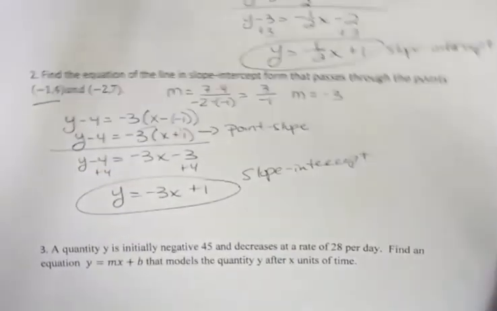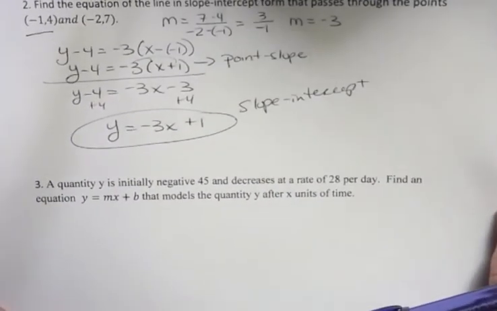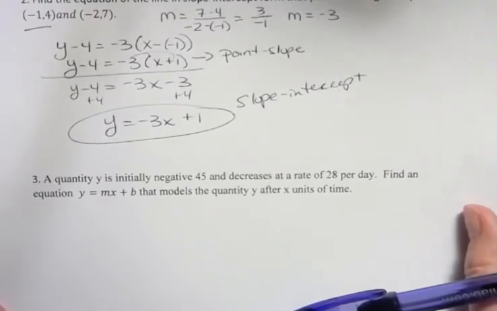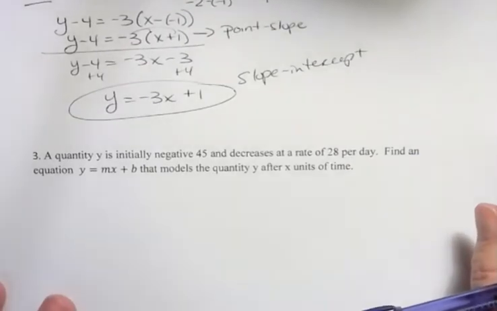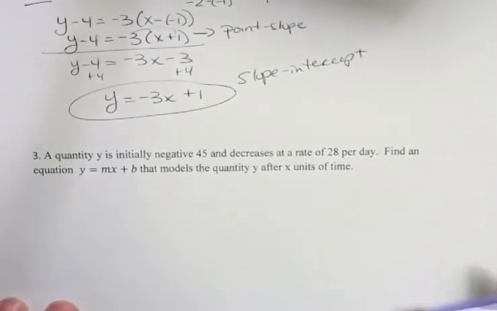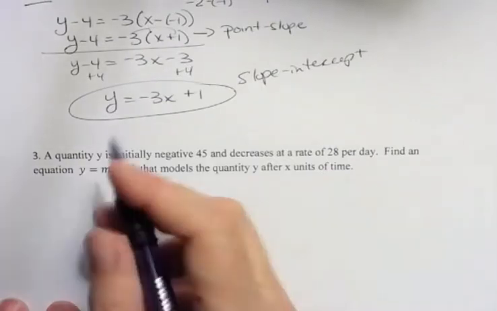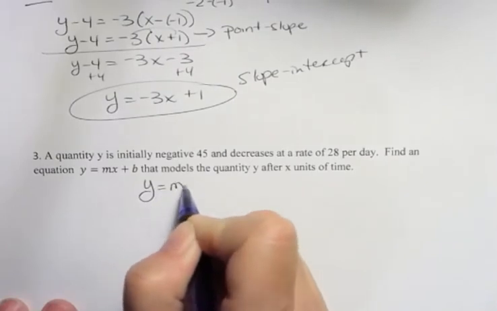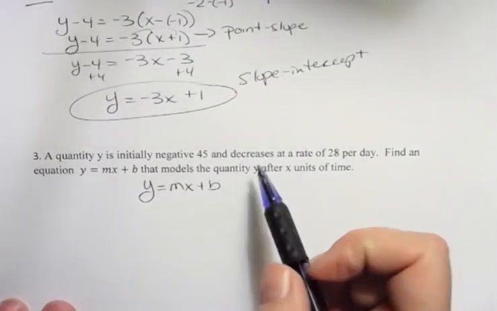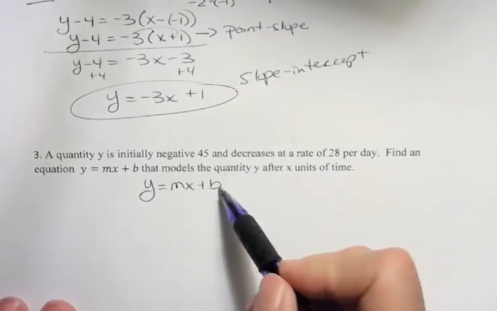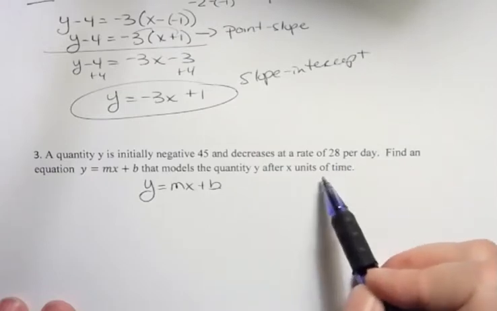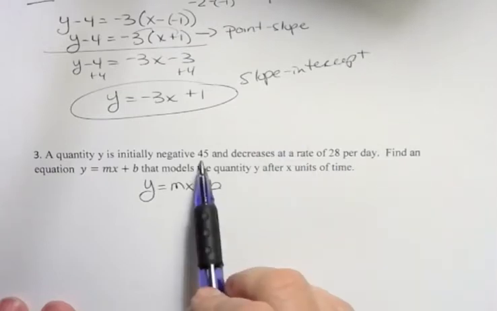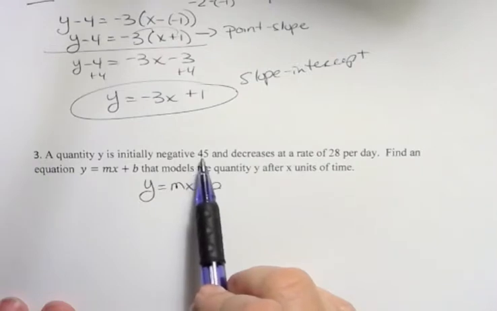All right, then this one at the bottom says a quantity y is initially negative 45 and decreases at a rate of 28 per day. Find an equation y equals mx plus b that models the quantity y after x units of time. So what I'm interested in first is what is my y-intercept? What does a y-intercept stand for? Well, the y-intercept is what you get when x is 0, or in other words, no days have passed. Well, that's the initial quantity. Initially, before any days have passed, it was 45.